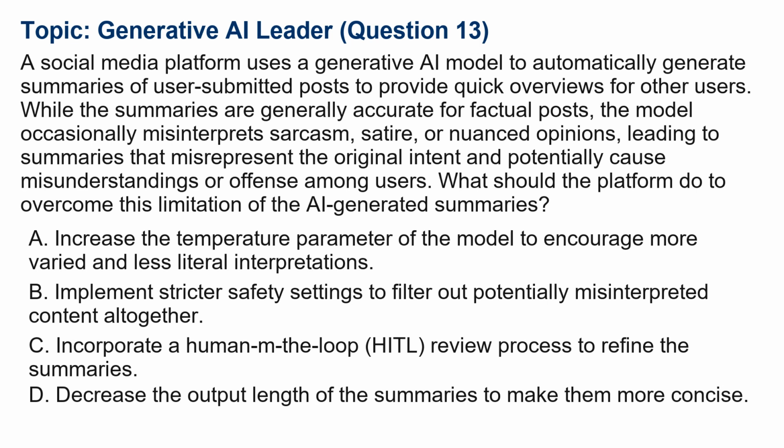A. Increase the temperature parameter of the model to encourage more varied and less literal interpretations. B. Implement stricter safety settings to filter out potentially misinterpreted content altogether. C. Incorporate a human-in-the-loop (HITL) review process to refine the summaries. D. Decrease the output length of the summaries to make them more concise.